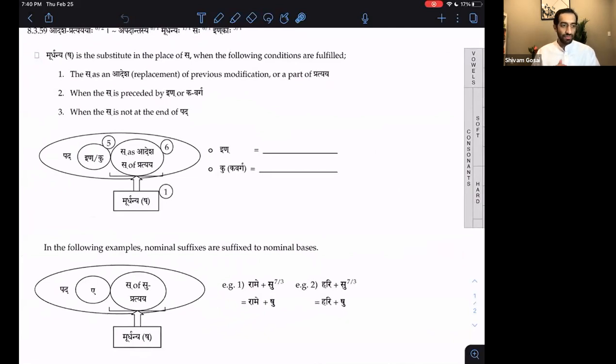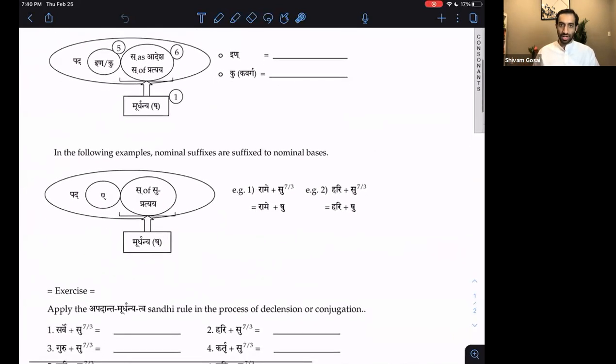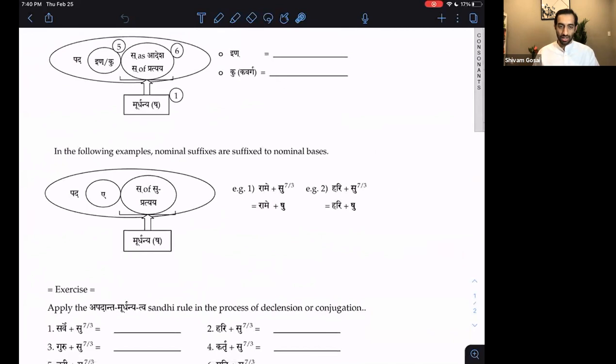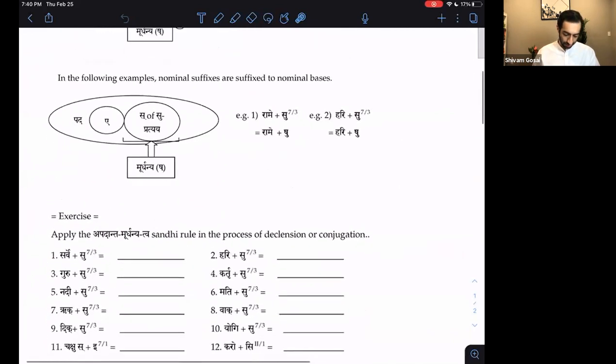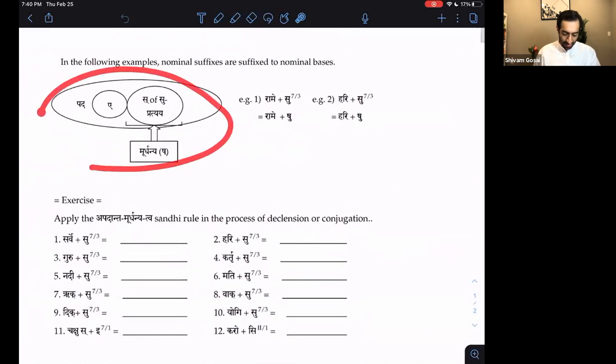Let me know if you have a question in the chat. In is all the vowels plus semi-vowels. Ku is just those first ka, kha, ga, gha. So this is more of a practical chart to be looking at.